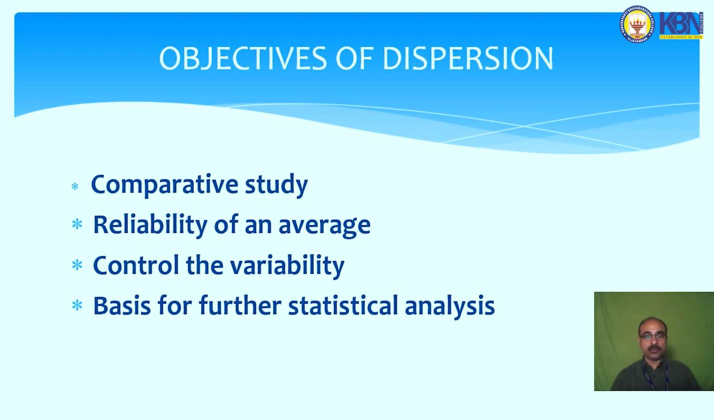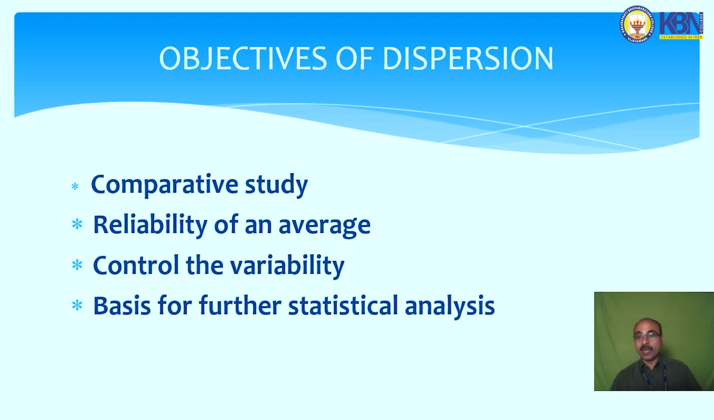Next, coming to the third point, control the variability. Different measures generally provide dispersion as data of variability. Most people say dispersion is nothing but a data of variability from different angles, and this knowledge will definitely prove helpful in controlling the variation.